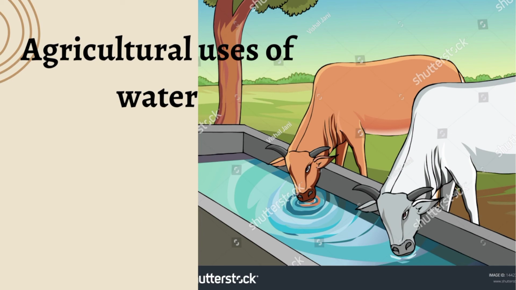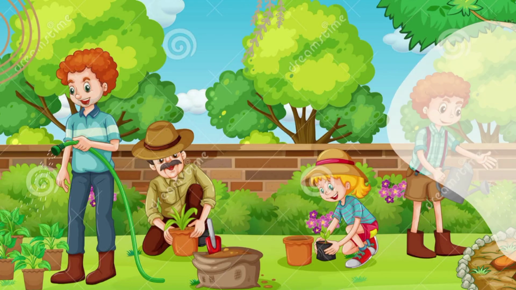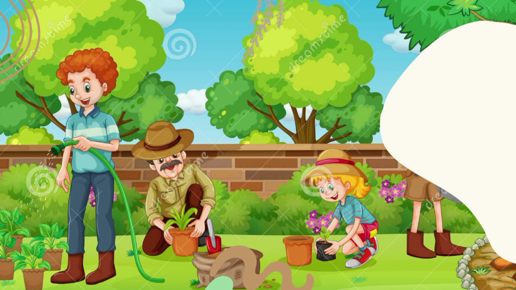Then agricultural uses of water. Animals in the community are raised using water daily. Water is needed to raise healthy crops. It is also used for gardening and taking care of domestic animals. Water is also needed in the farm for irrigation during dry season.